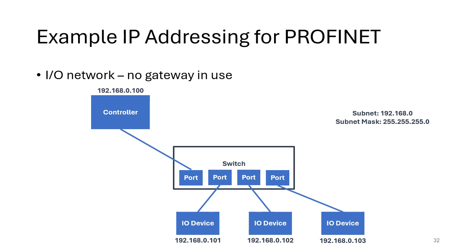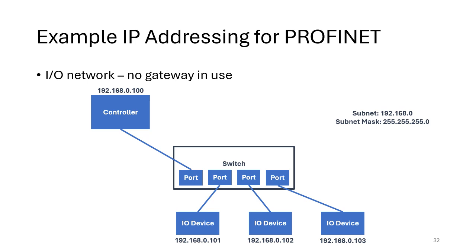So for my IP addressing to work, I need to define my subnet, which is 192.168.0, and my subnet mask. This is the set of bits which we configure to define what's part of the subnet and what's part of the address. So I've got 255.255.255.0 as my subnet mask. And if you were to draw that out in binary, you'd see how that corresponds to the subnet and the addressing on the network. So for a smaller network, it's very straightforward.